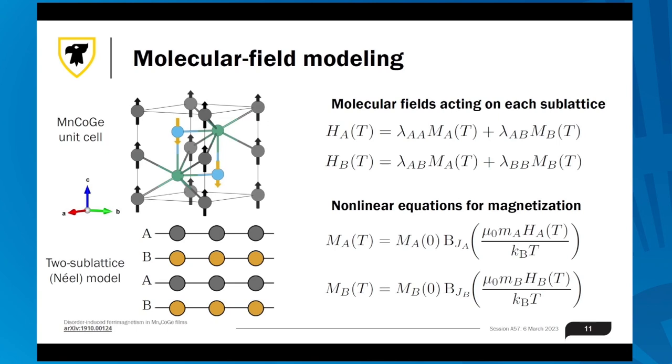So the A sublattice will have moments that point upwards, and the B sublattice will have moments that are opposite to that. So the molecular field acting on each sublattice is given in terms of the sublattice magnetization and these coupling constants here, which are related to the Heisenberg exchange energies. And by solving these nonlinear equations, we can determine the magnetization as a function of temperature. So the shape of the magnetization versus temperature curve is determined by these parameters. And the moments as well will determine the magnetization at low temperature.